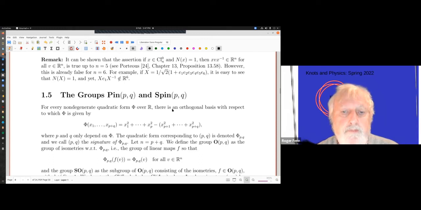So let's take an orthogonal basis, and we have a quadratic form which has p plus squares and q minus squares. And so (p, q) is, of course, the signature of this quadratic form, and n is p plus q. So we define the group O(p, q) as the group of isometries which preserve this form.